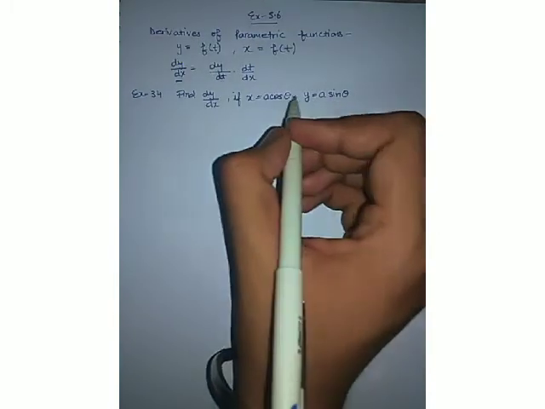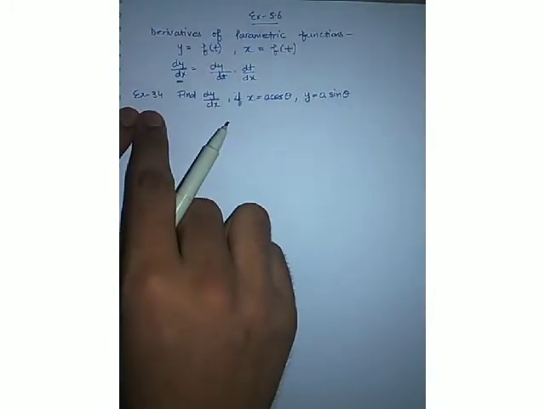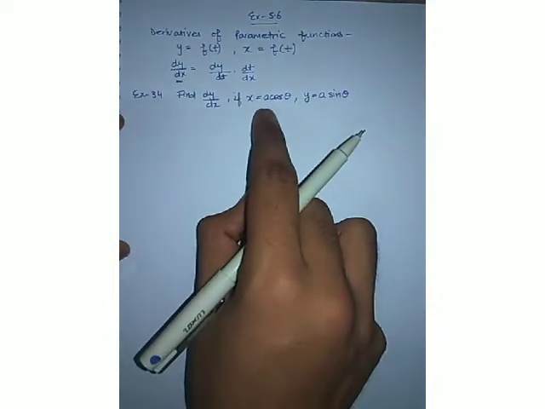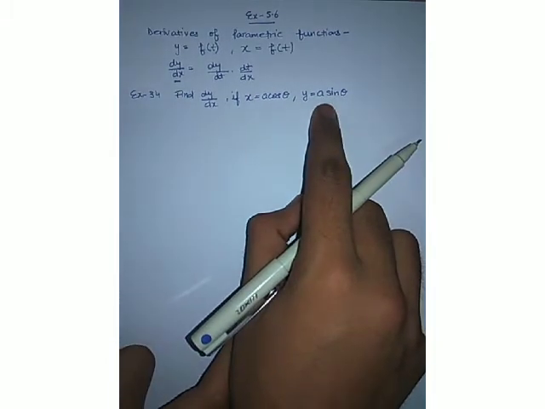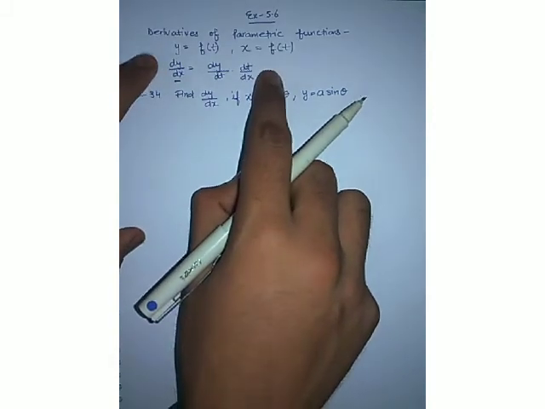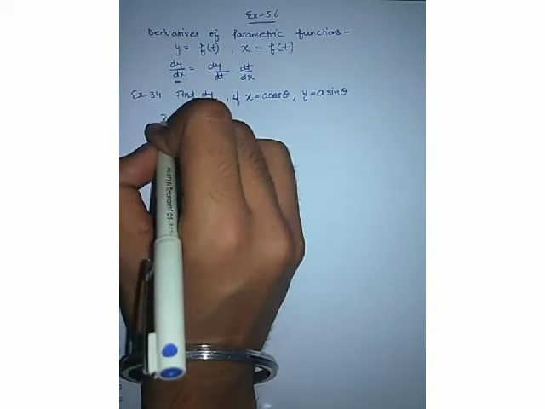Alright, we are good to go with our very first example of exercise 5.6, that is example 34. In this, we have to find dy by dx, but the value of x is given in terms of theta and that of y is also given in terms of theta. So we will be following the same pattern as I have told you previously in order to find dy upon dx. Firstly, what is x?